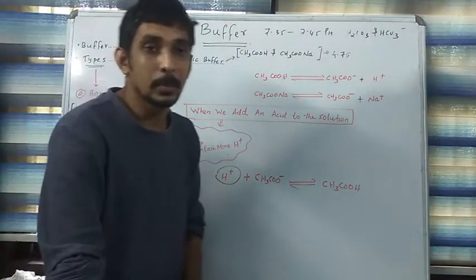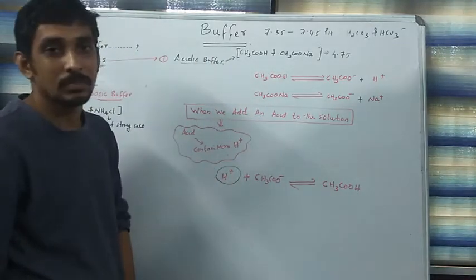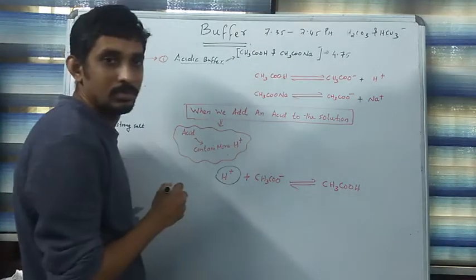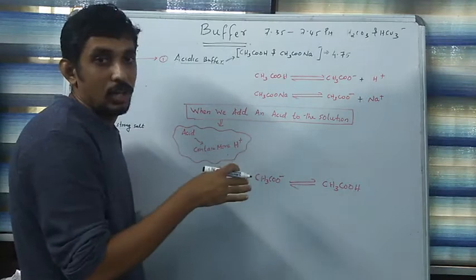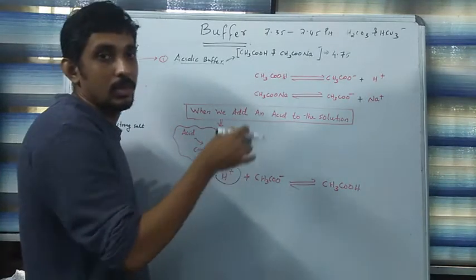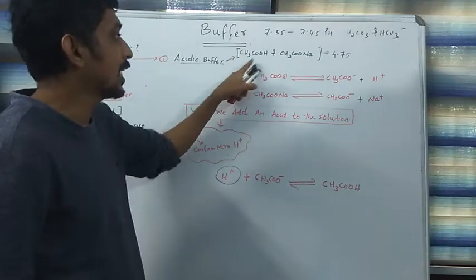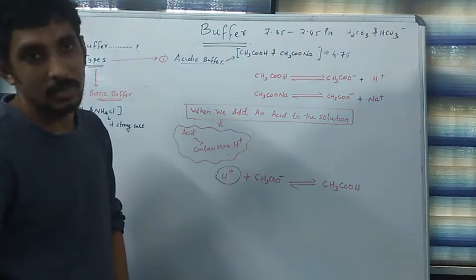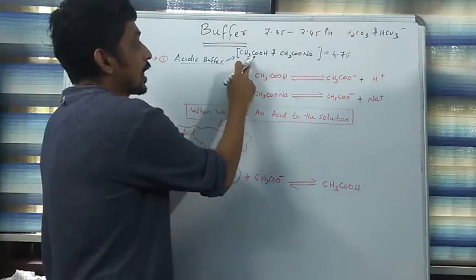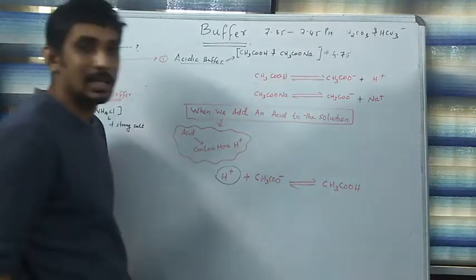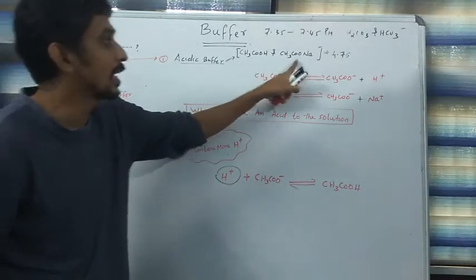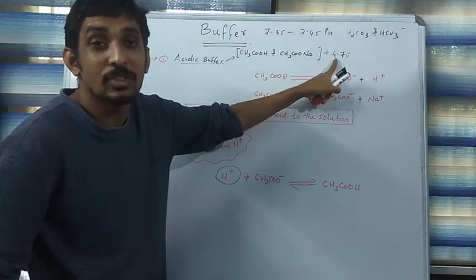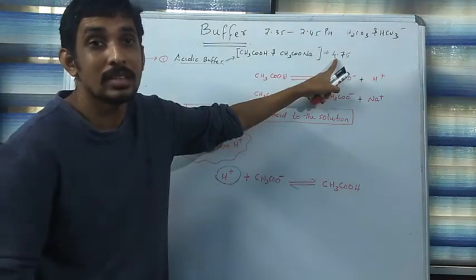The second difference is that an acidic buffer solution contains a weak acid and a strong base. Acidic buffer contains a weak acid and one of its strong bases. That is the concept. Let us take an example: acetic acid sodium acetate buffer, CH3COOH and CH3COONa. That is an example of an acidic buffer because that buffer possesses a pH of 4.75. That is why it is called an acidic buffer.